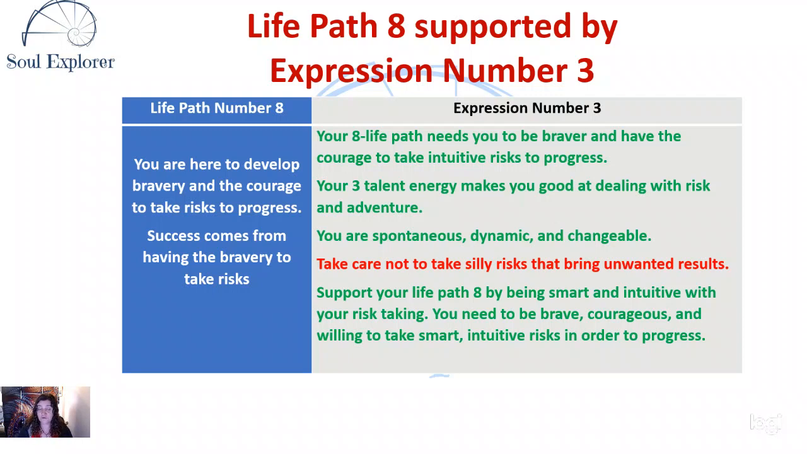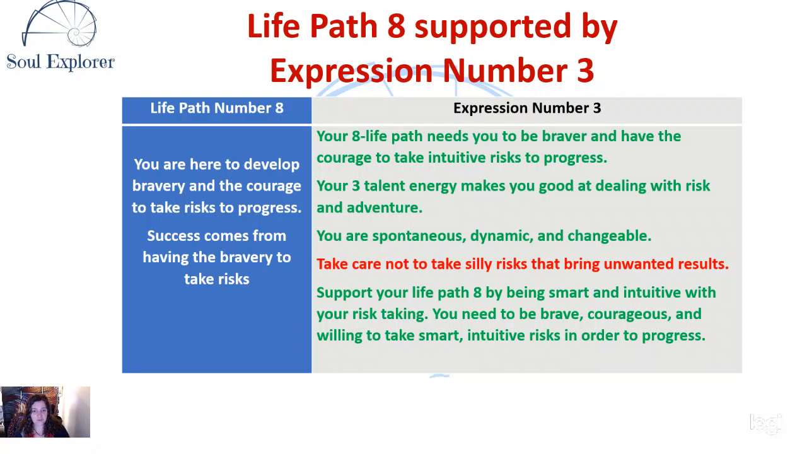Success comes from having the bravery to take risks. And that's very important for the 8 to do. So they might struggle with that. They might struggle with their bravery and their confidence, but the expression number 3 is going to help them there. So you need to be braver. You need to have the courage to take intuitive risks to progress. And your 3 energy will help you a lot.